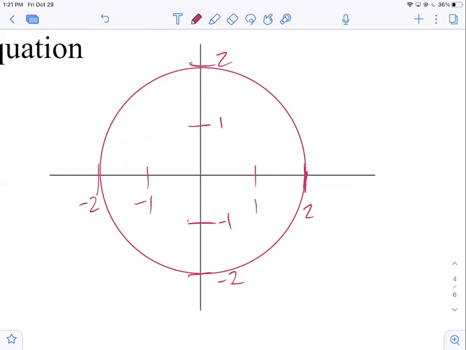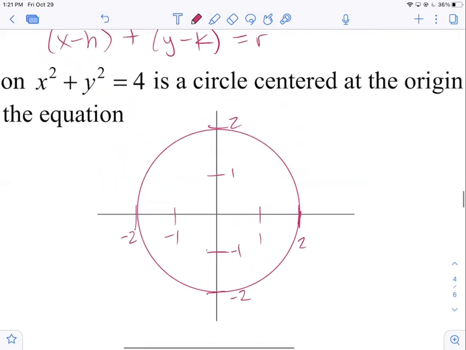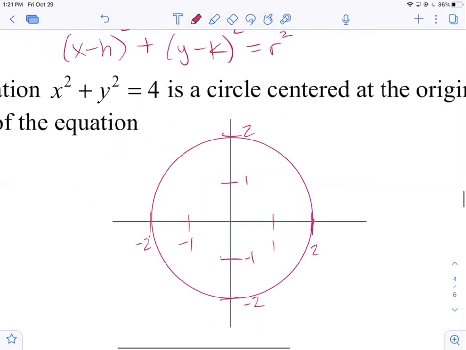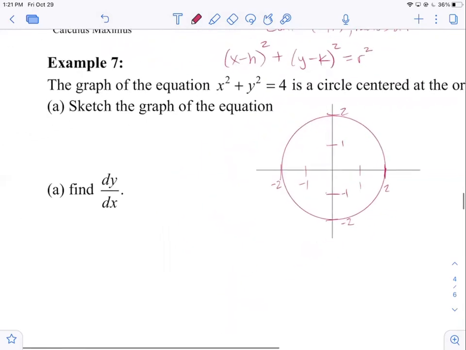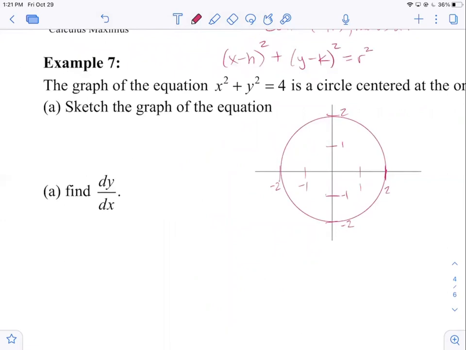Okay, so there's our circle. I was trying to think of an ocean joke, but anyway, the circle's right here. We graphed it, pretty easy. And it says now to find dy/dx.